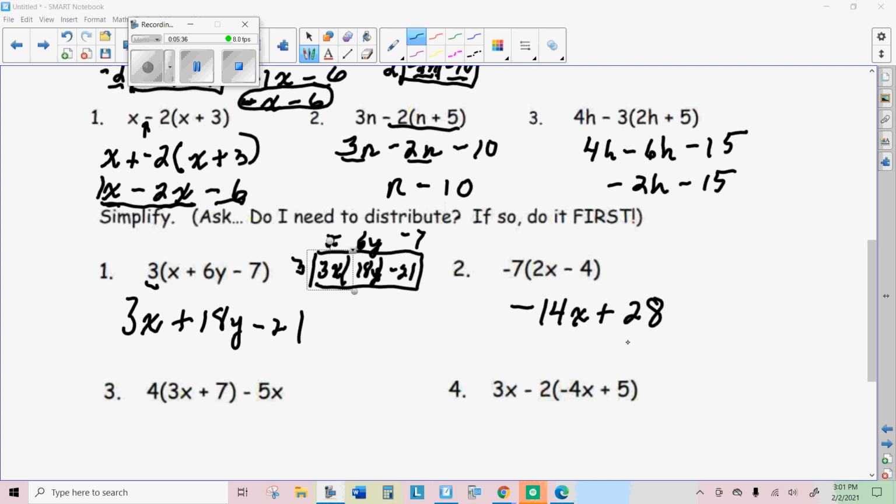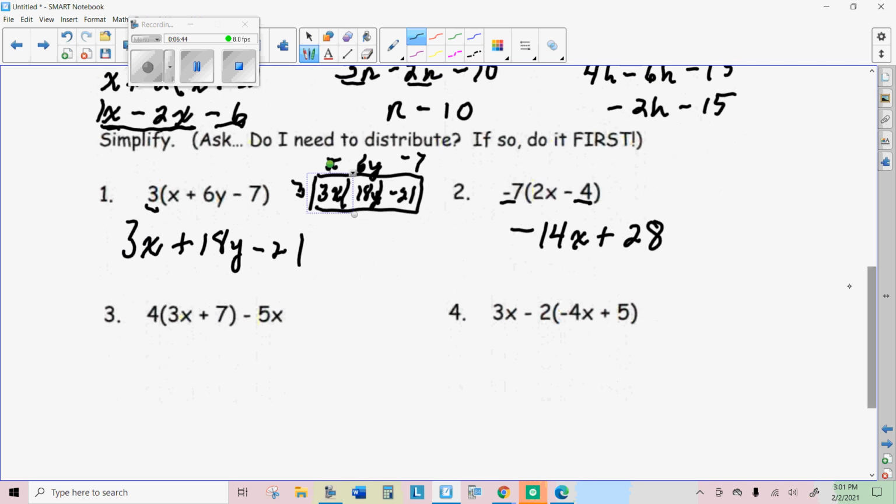Did you get plus 28? You should have, because you have a negative 7 here times a negative 4 there. All right. On these last two, you're going to have to do the distributive property.